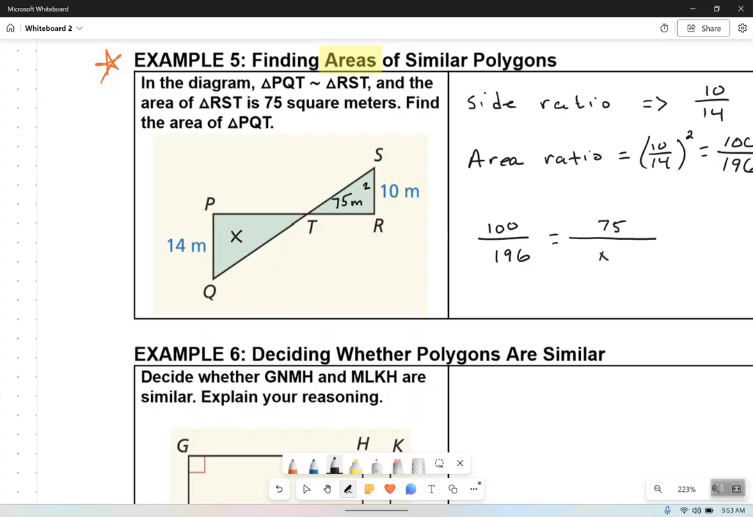So really what we're saying is this. We know that the ratio of the small triangle area to the large triangle area is, for every 100 squares in the smaller one, there are 196. But the smaller one only has how many square meters, kids? 75. And we're going to put an X down here to find the area of the bigger one. So here we go.